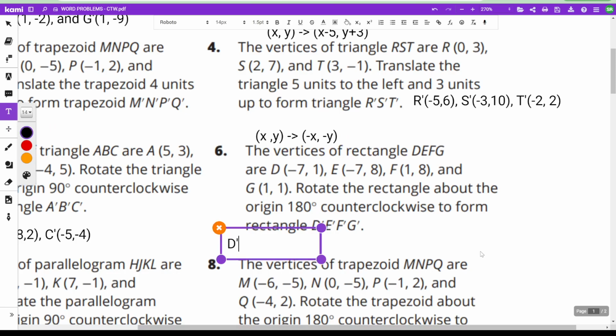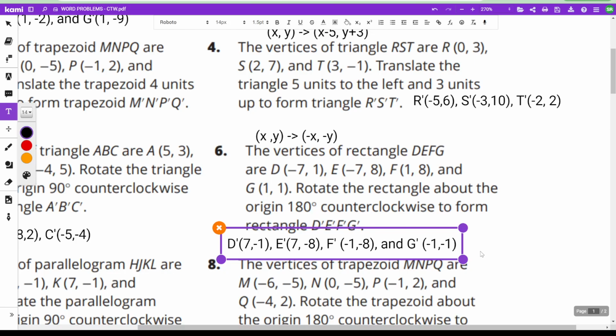Okay, so d prime is going to be 7, negative 1, right? We just switched the signs. E prime is going to be positive 7, negative 8. F prime, negative 1, negative 8. We just flip the signs. And G prime is going to be negative 1, negative 1. Easy peasy. Okay.